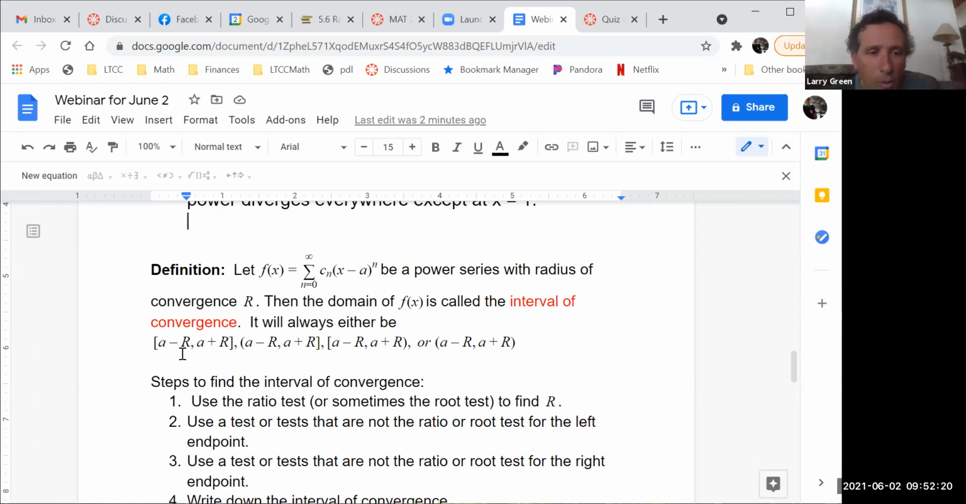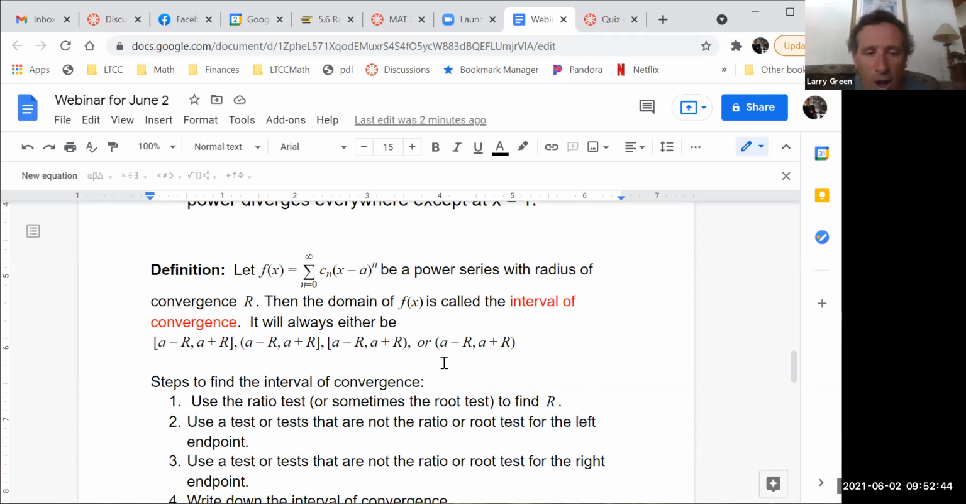Okay, and it will always either be a minus r to a plus r, including the endpoints, a minus r to a plus r, including the right endpoint, but not including the left, a minus r to a plus r, including the left, but not the right, or a minus r to a plus r, not including either of them.